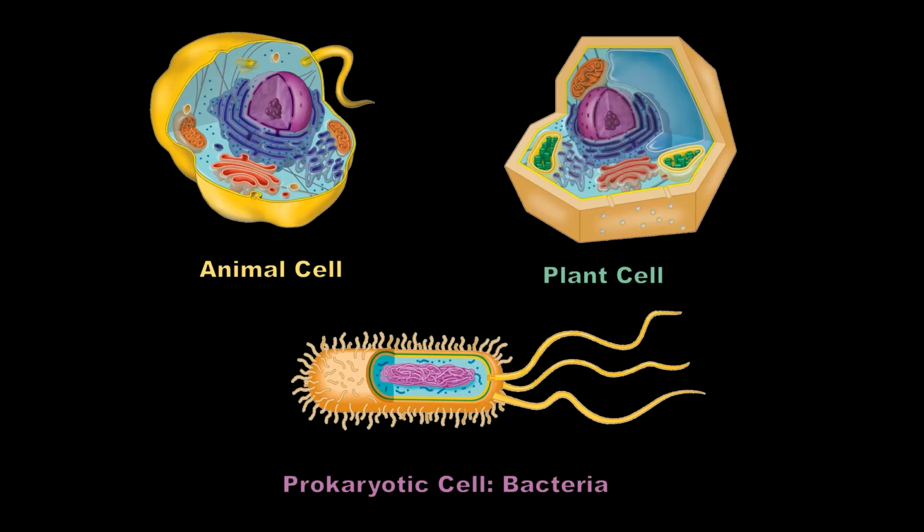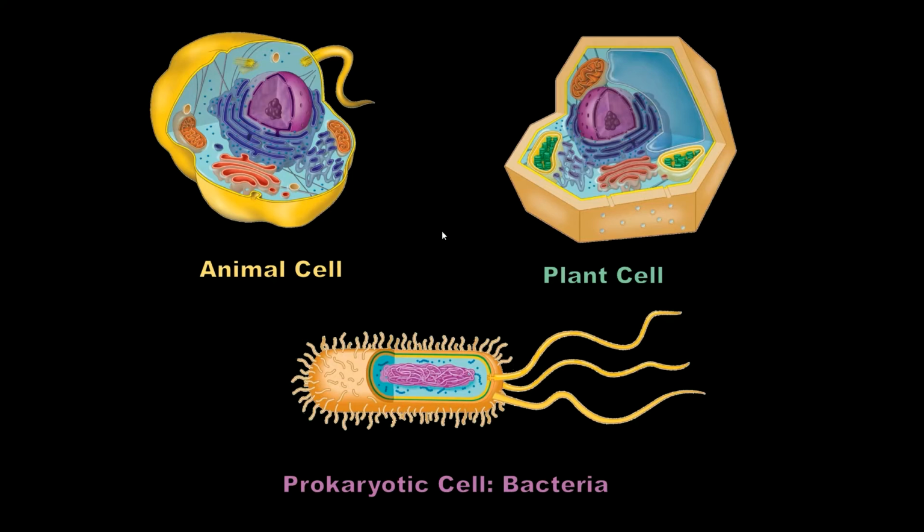If I had to pick one feature of cells that was the most important difference between prokaryotic cells and eukaryotic cells, it would be the organelles. Prokaryotic cells do not have membrane-bound organelles. No nucleus, no mitochondria, no Golgi apparatus, no endoplasmic reticulum. None of most of the organelles that we're going to talk about later in this video today.